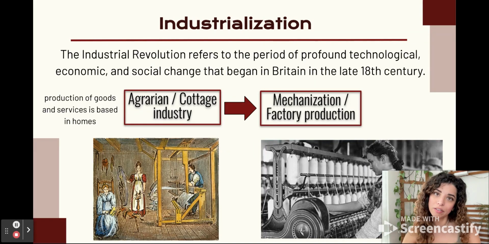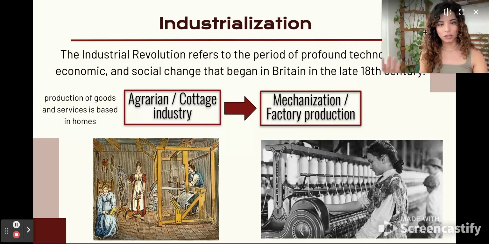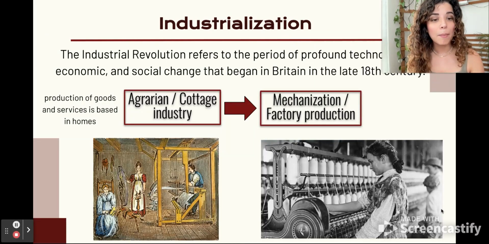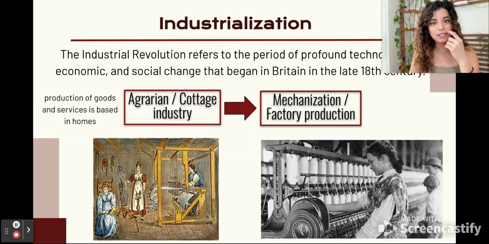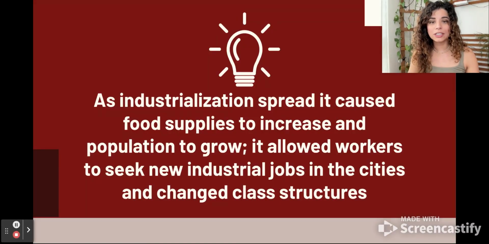Then we see a shift for goods and services to be mechanized, and factory production takes over. As you can see, these two images are making the same products, textiles, but here you see this young woman at a huge machine, and further down the row you see more people. So this was mechanized and in a factory setting. Also, industrialization spread. It caused food supplies to increase and population to grow. This allowed new workers to have industrial jobs in the cities, and then we saw class structures start to change because of that.